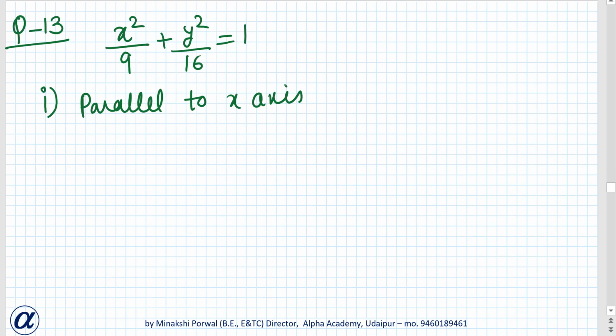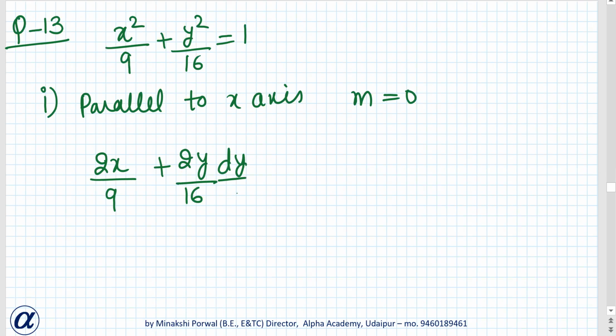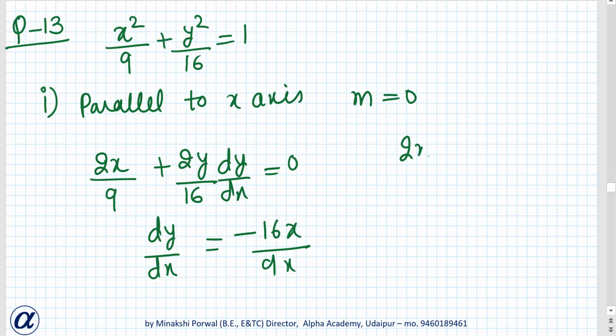So m will be equal to 0. And we'll find dy by dx by differentiating this equation. When we differentiate it, 2x upon 9 plus 2y upon 16 dy by dx equals 0. Basically it will be 2x upon 9 equals minus of 2y by 16 dy by dx. 2 and 2 cancel. So dy by dx is minus of 16x upon 9y.